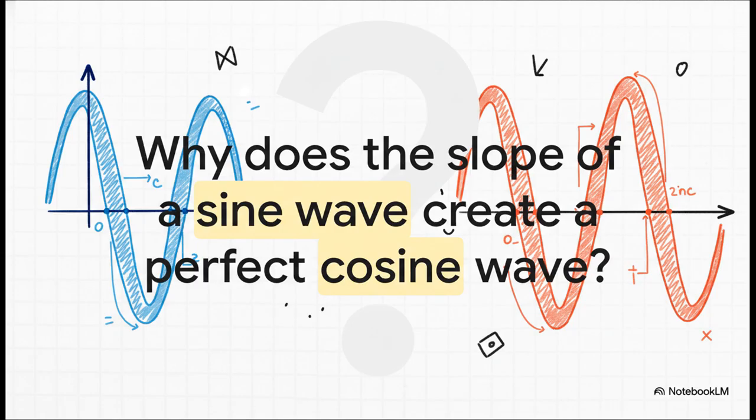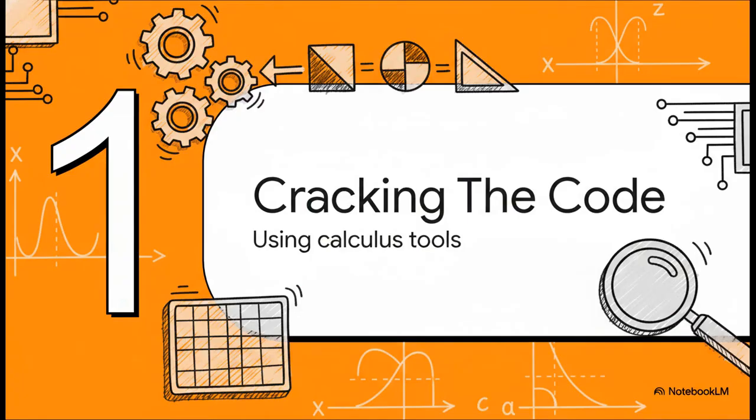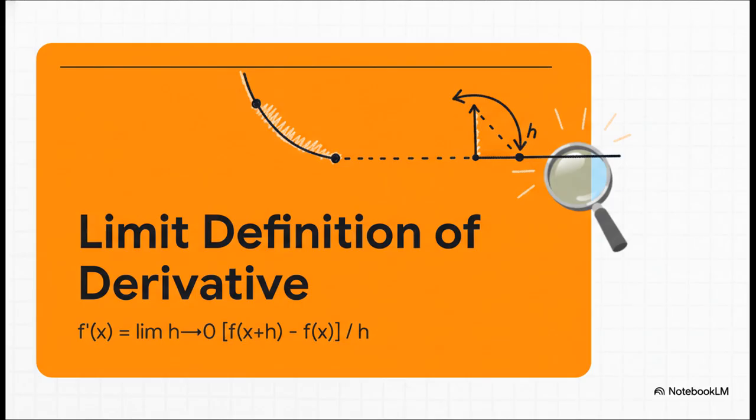But why? Why does measuring the slope of a sine wave, point by point, trace out a perfect cosine wave? That's the mystery we're going to solve. To really crack this code, we can't just trust our eyes. We have to break out the foundational tools of calculus. And this right here is our master tool, the limit definition of a derivative. Now, I know it looks a little intimidating, but the idea is actually pretty simple.